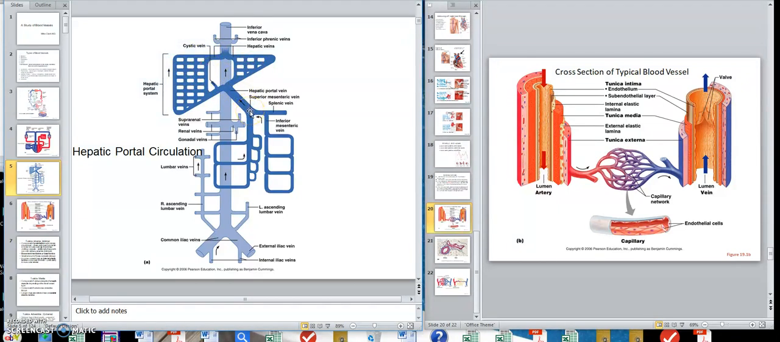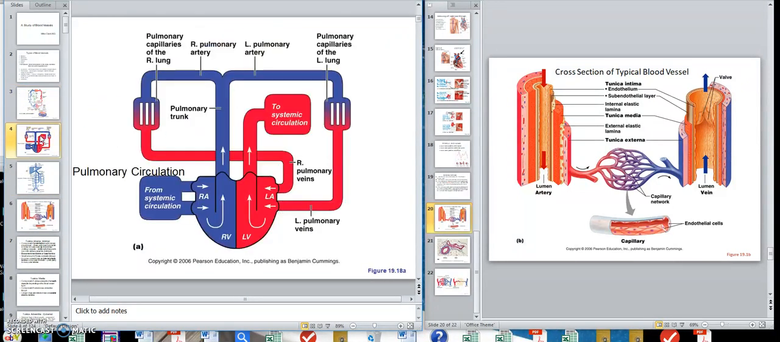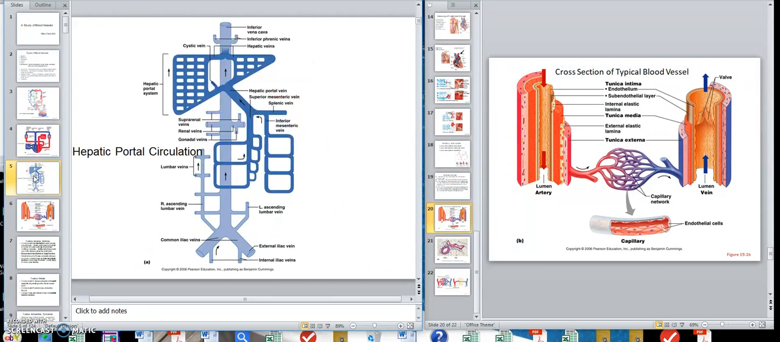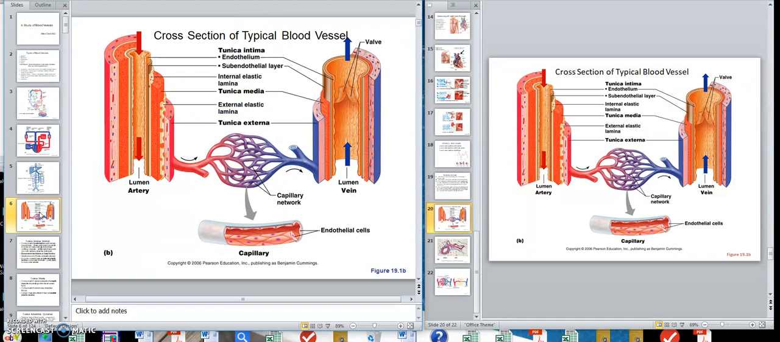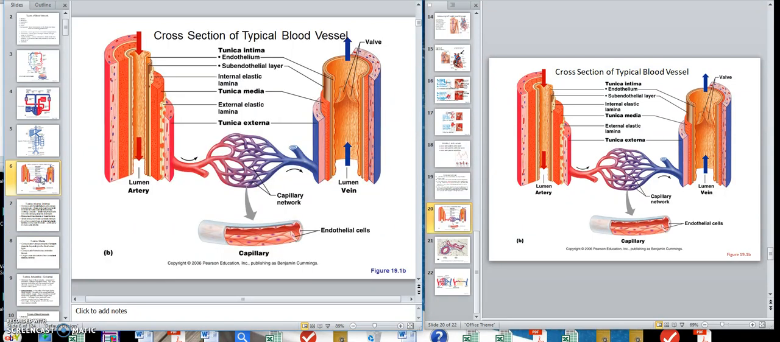All right. So that was just a little demo. Systemic, pulmonary schematic, portal schematic. All right. This here is a cross section of the blood vessel. So now we want to talk about the blood vessels, the anatomy cross section of the blood vessel. Okay. The first layer that you have of the blood vessel. So the blood vessel is arranged in layers.